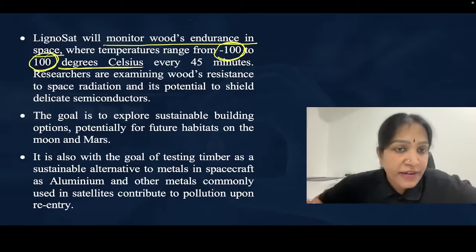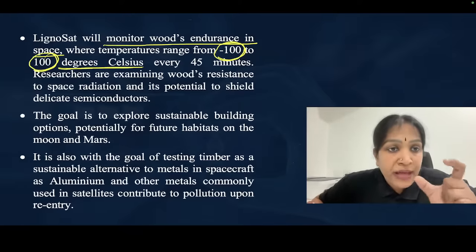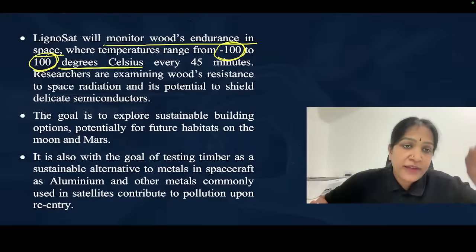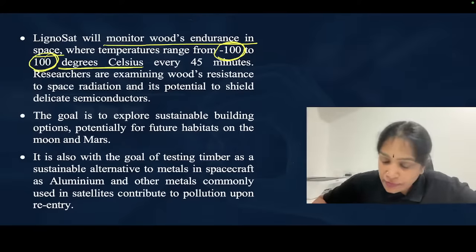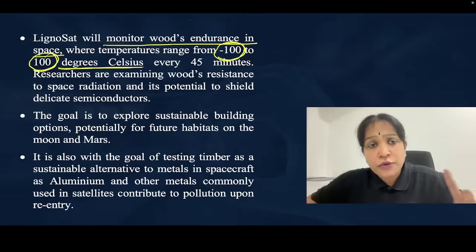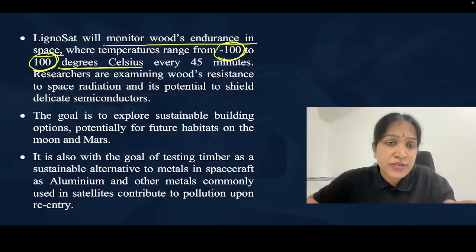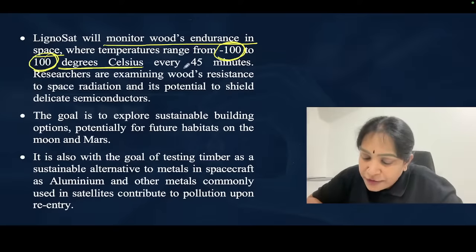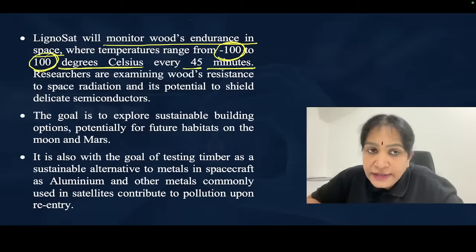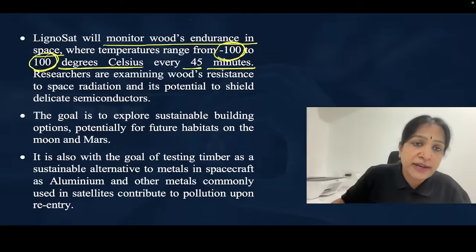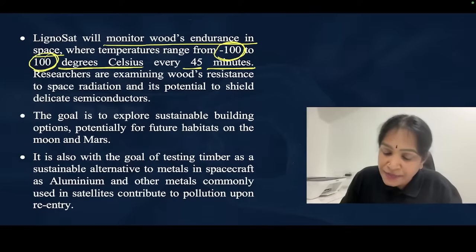Okay, what are we discussing? We are discussing the target, the purpose of Lignosat. Why did we launch Lignosat? Because we want to monitor whether the wood can tolerate the temperature extremes. Every 45 minutes, we will monitor how the wood is reacting to such extreme temperatures.